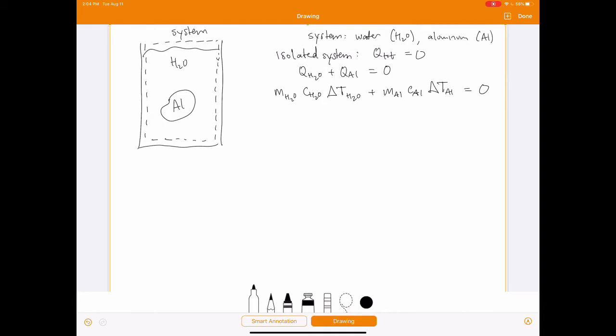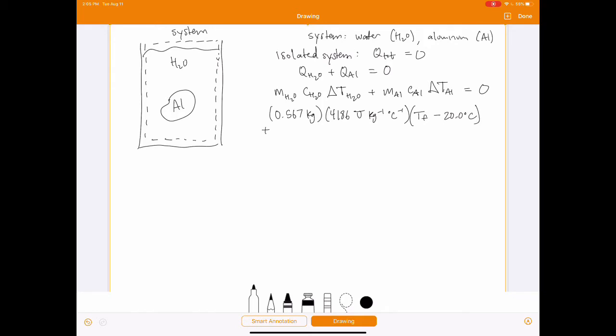Okay, so now let's put in the numbers that we know. For the water, the mass is 567 grams, which is equivalent to 0.567 kilograms. The specific heat of the water is 4,186 joules per kilogram per degree Celsius. And then what about the temperature change? This is going to be final minus initial. Well, I don't know what T final is, so I'll leave that as a variable. But I do know that for the water, T initial is 20 degrees Celsius.